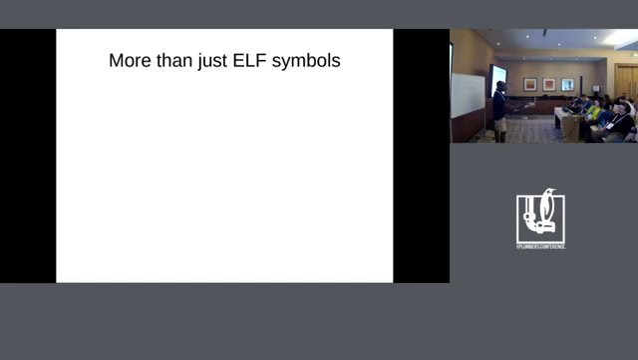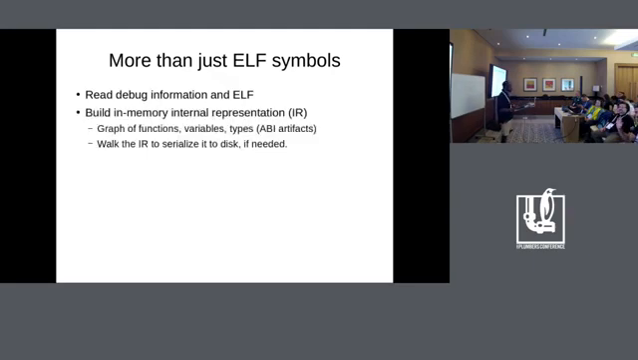Okay. So basically, what I'm trying to say is that we're looking at more than just ELF symbols. Obviously, we're reading the debug information. We're doing compiler stuff, basically. We're building an in-memory internal representation of what I would call ABI artifacts. So basically, we're building a graph of the functions, variables, and their types.